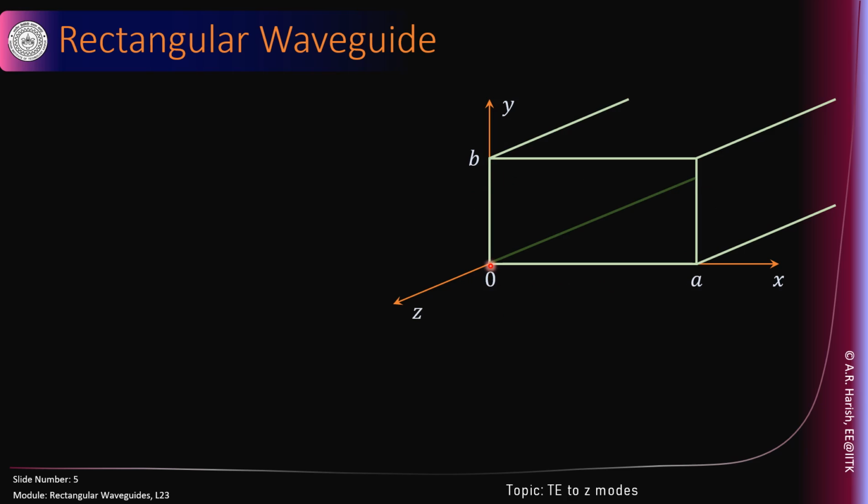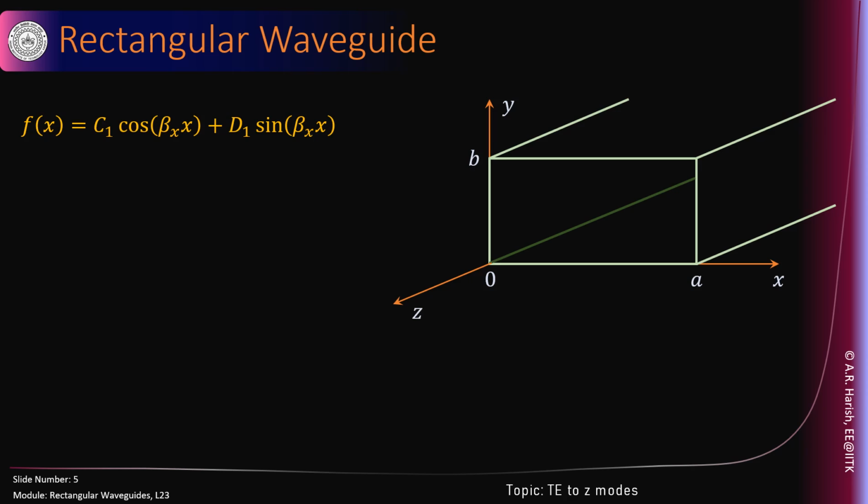This is not necessary. There are solutions where the origin could be right at the middle of the guide. Then the waveguide extents will be minus a by 2 to plus a by 2. In the y direction, it extends from minus b by 2 to b by 2. The solution form will be slightly different, so we just have to pay attention to that. That's all. These are perfect electric conductors. That means the boundary condition on these will be tangential E is 0.